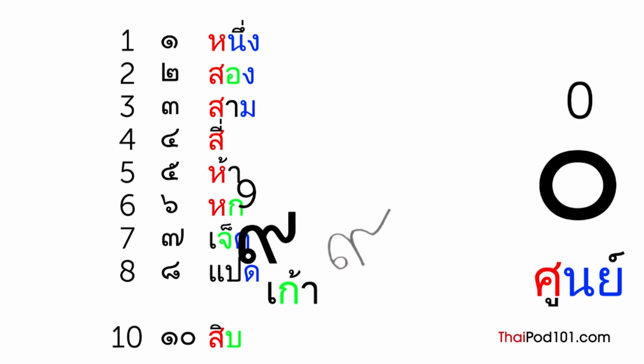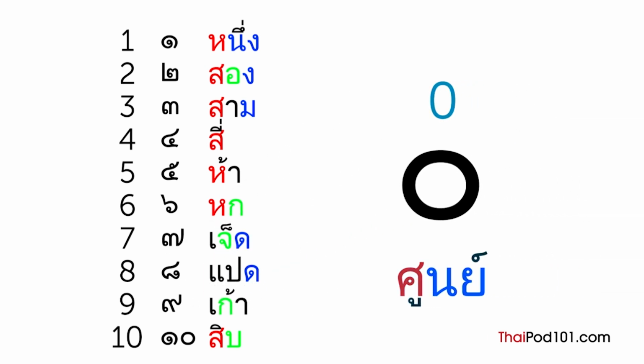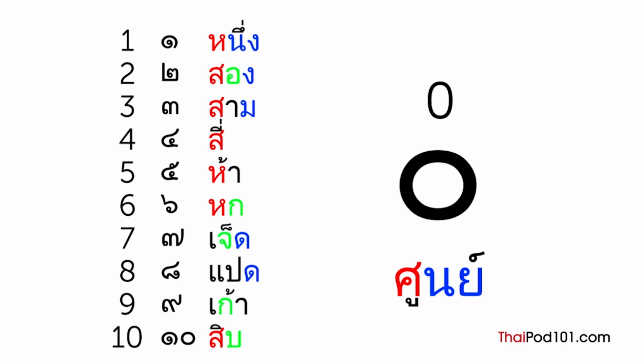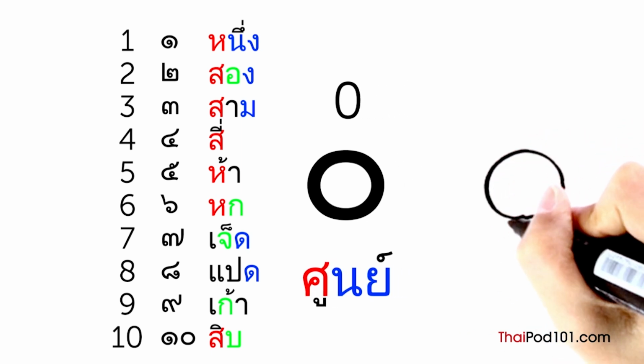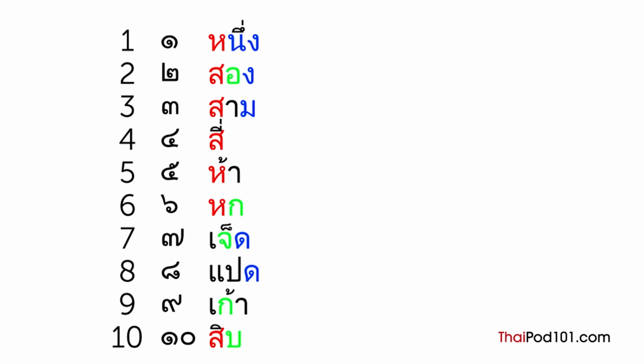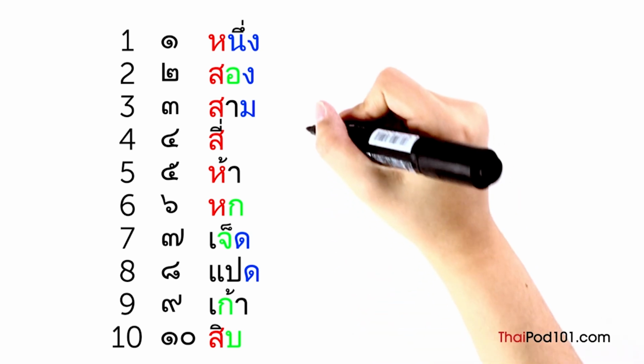The last Thai numeral to learn is 0, or 0 in Thai. It's very easy to remember because it looks almost the same as the 0 from Arabic numerals. The only real difference is that 0 is drawn shorter and wider. Now let's practice writing the numbers from 1 to 10.